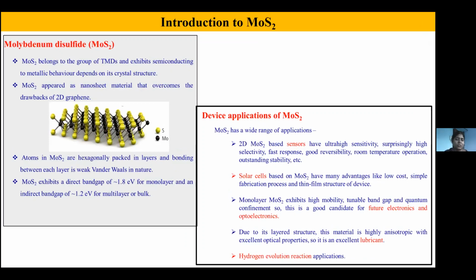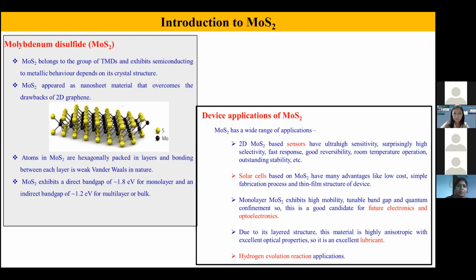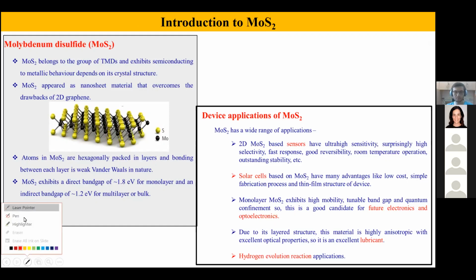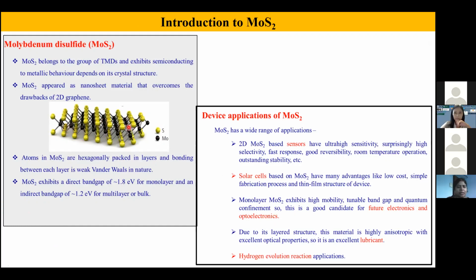So what is MoS2? It is a transition metal chalcogenide material, and it is a 2D material like graphene. This is the layer by layer structure. Mo and S are hexagonally packed in layers. It shows a direct band gap nature when it is a monolayer, but in bulk material it shows a 1.2 eV indirect band gap. And there are huge applications of MoS2: sensors, solar cells, electronics, optoelectronics, lubricant.